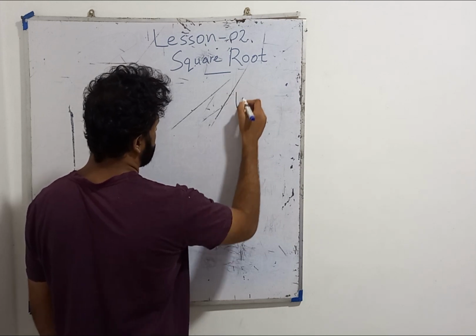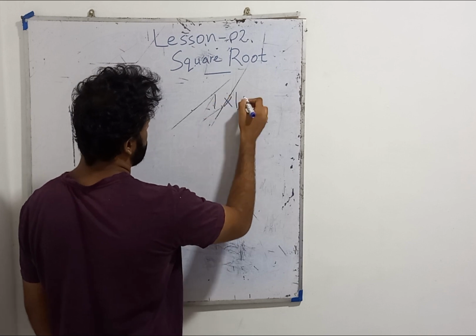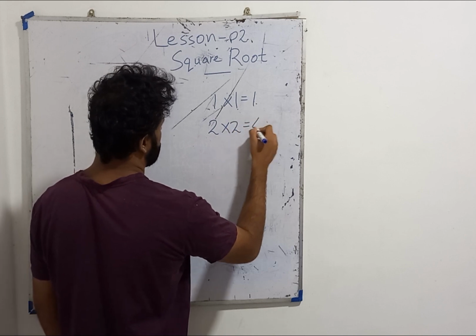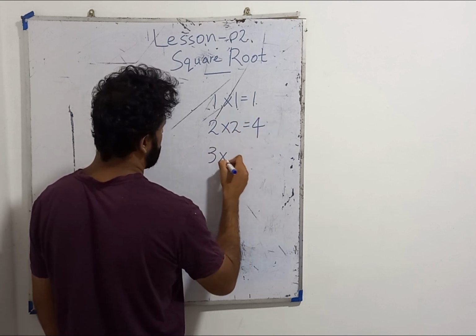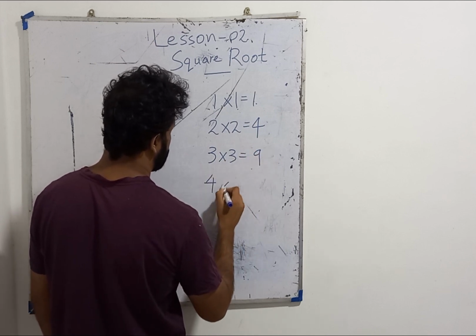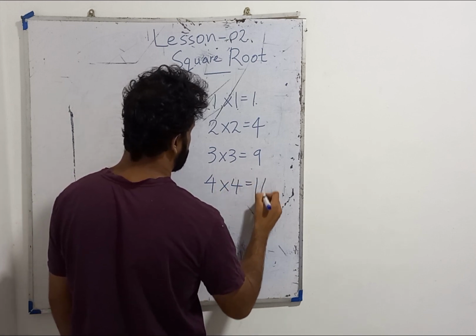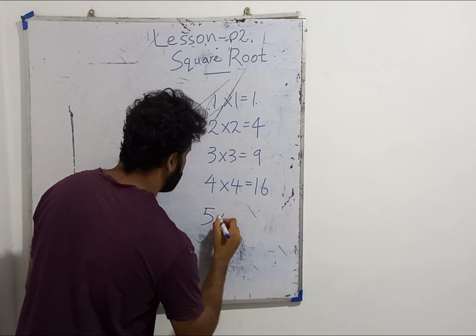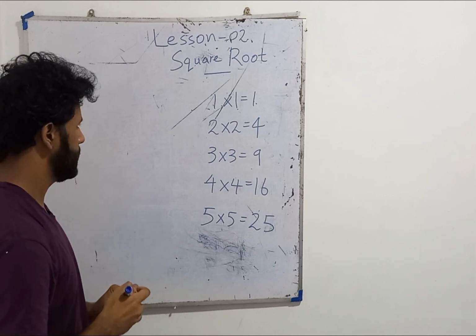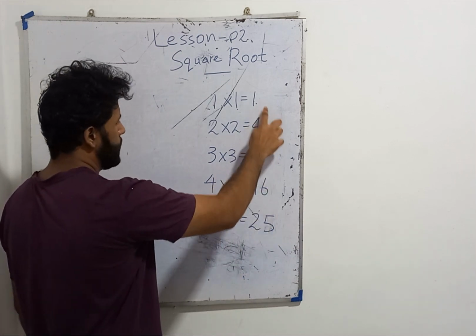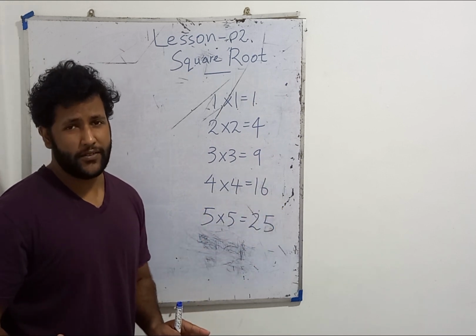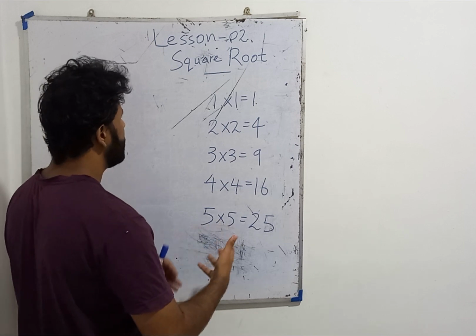Let's say 1. So 1 into 1, then 2 into 2, 4, 3 into 3, 9, 4 into 4, 16, 5 into 5, 25. 1, 4, 9, 16, 25. These numbers are perfect squares. So this is basically how the square numbers are formed.